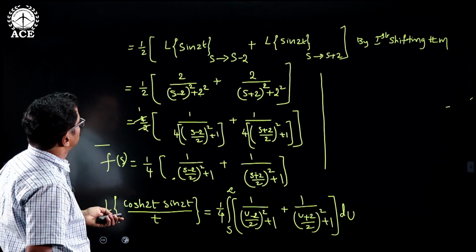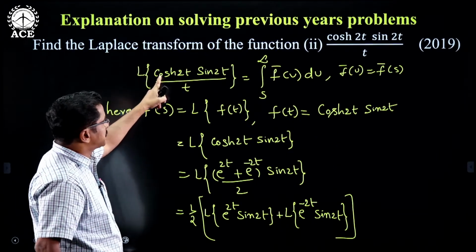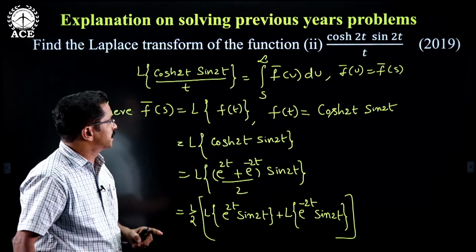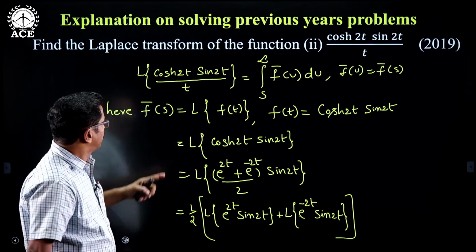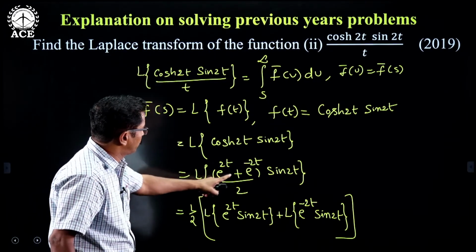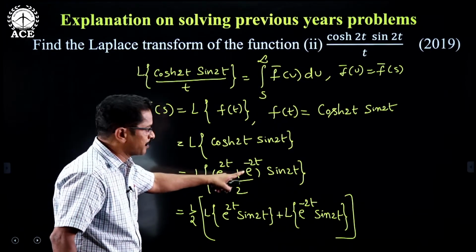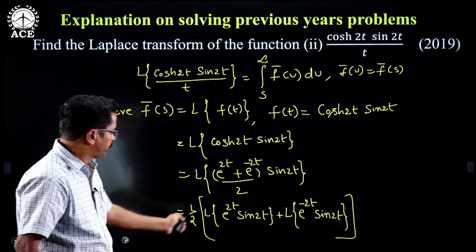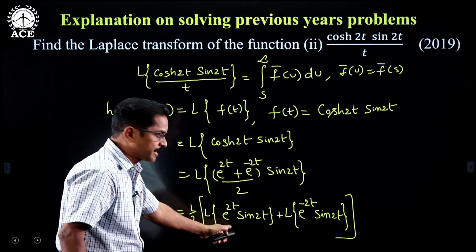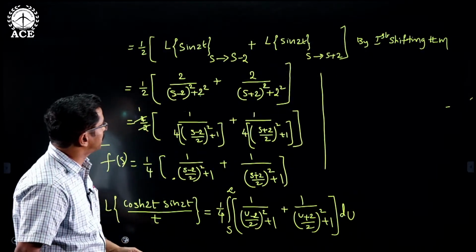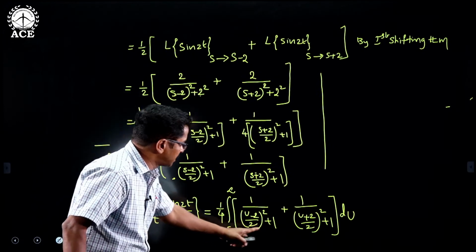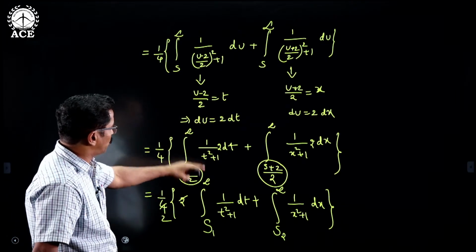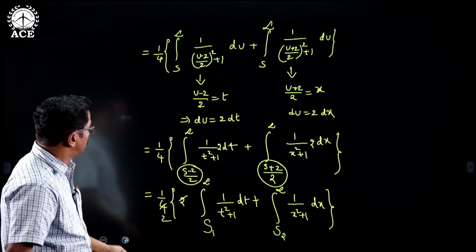Okay. So once again, the Laplace transform of cos h 2t sin 2t by t is equal to integration from s to infinite of f bar of u du. So here cos h 2t means (e power 2t plus e power minus 2t) by 2, into sin 2t. So we are getting two different forms, means here it exists in terms of s minus 2, and it exists in terms of s plus 2. That is why I am having a substitution problem here. That is what gave me some small confusion. I hope I made it clear, right?